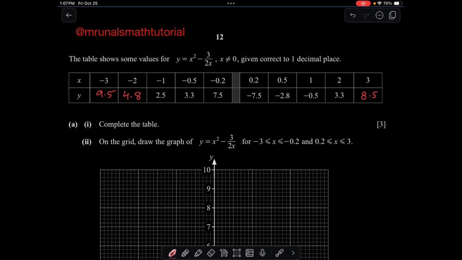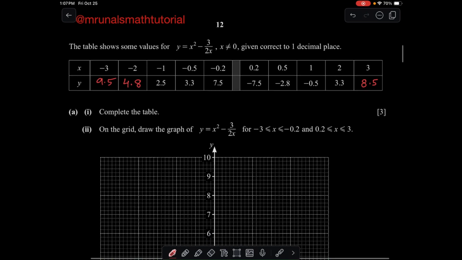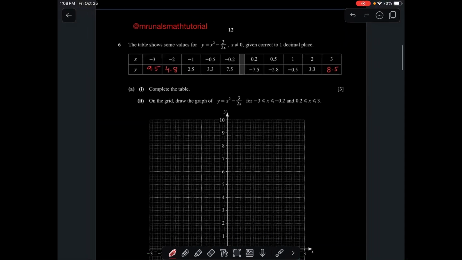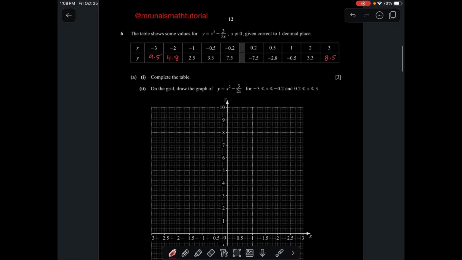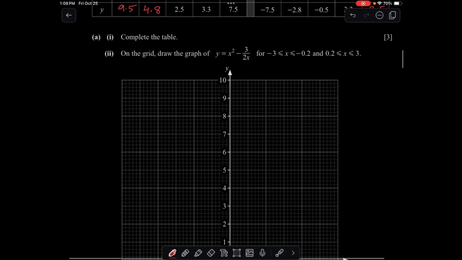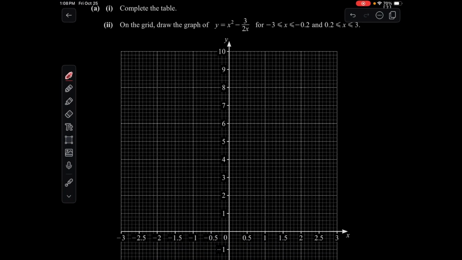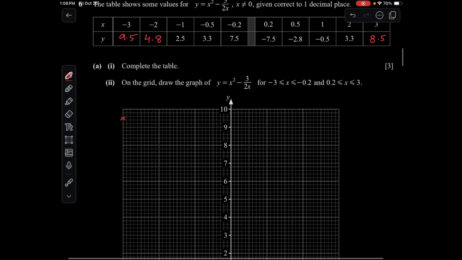Go ahead and plot these values. You can pause the video if you like. Alright, then let's plot these values. So for minus 3, we're having 9.5, so it's going to be minus 3 with 9.5. Here the scale is each square is equal to 0.2, so 9.5 is going to be somewhere around 9.2, 9.4, 9.5.